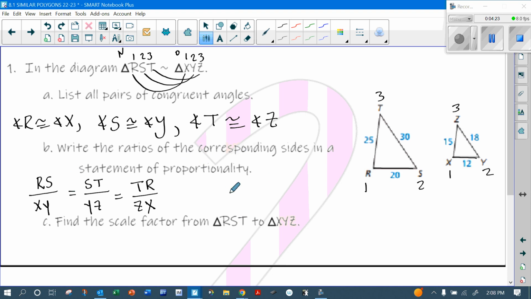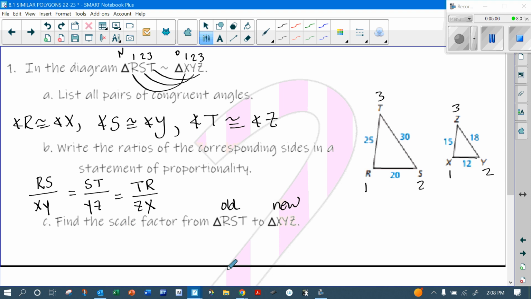Your statement of proportionality states that these 2 numbers will reduce to be equal to these 2 numbers, and so on. So we do the scale factor from RST, your new figure, to this one, which is your old one. So new over old. Actually, let me back up. I hope you're using a pencil with an eraser. They're wanting me to go from here to this one. This is our old, so this is your new.